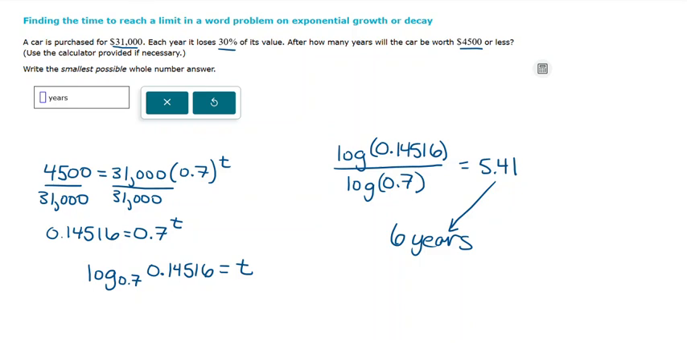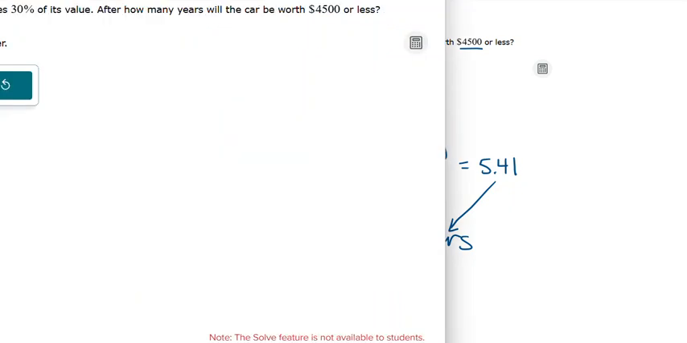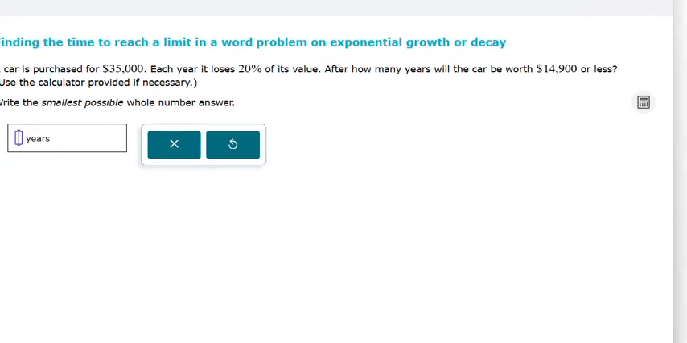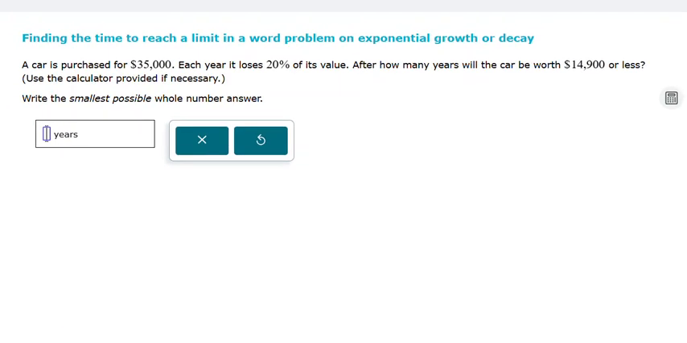I'm going to show you another method here. For this problem, what I'm going to do is show you a guess and check method. So for this one, I have a car that was purchased for $35,000, and each year it loses 20% of its value. After how many years will it be worth $14,900 or less?